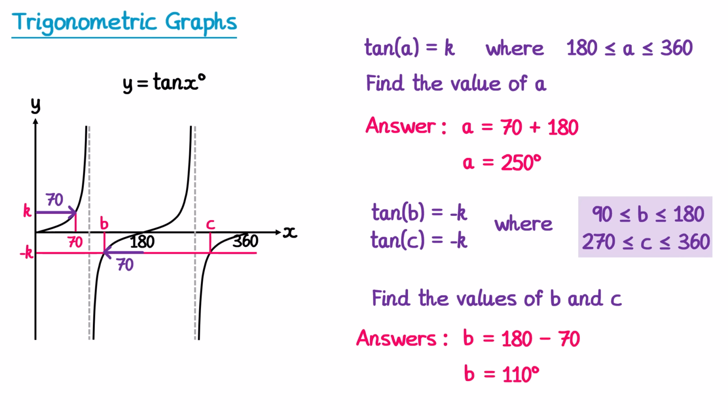To find the value of c, we have 2 options. We could also subtract 70 from 360, or we could use the fact that we know that there's a 180 period between the values of b and c. So to get the value of c, we could do whatever b was and add 180. So we could do 110 plus 180, which is 290.